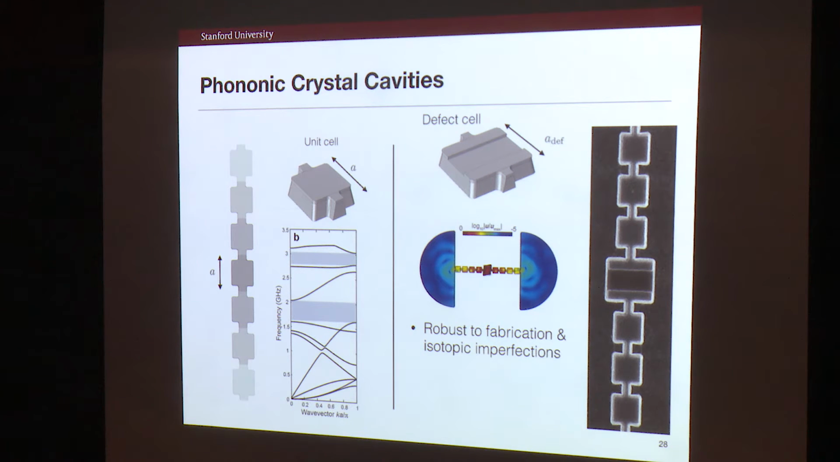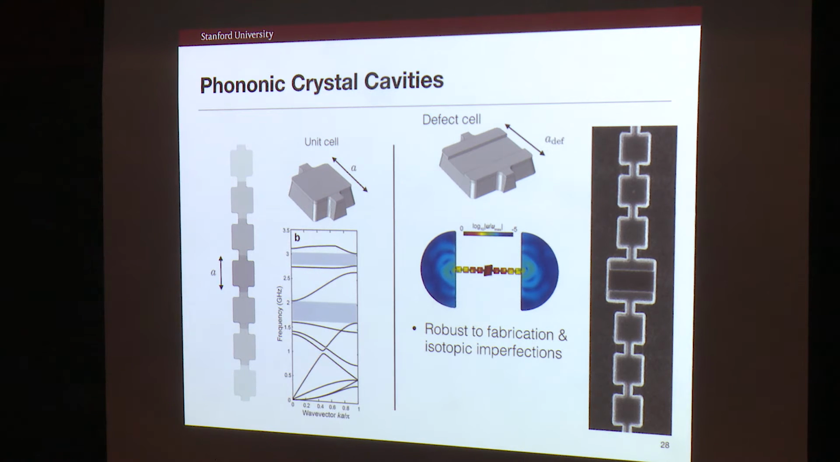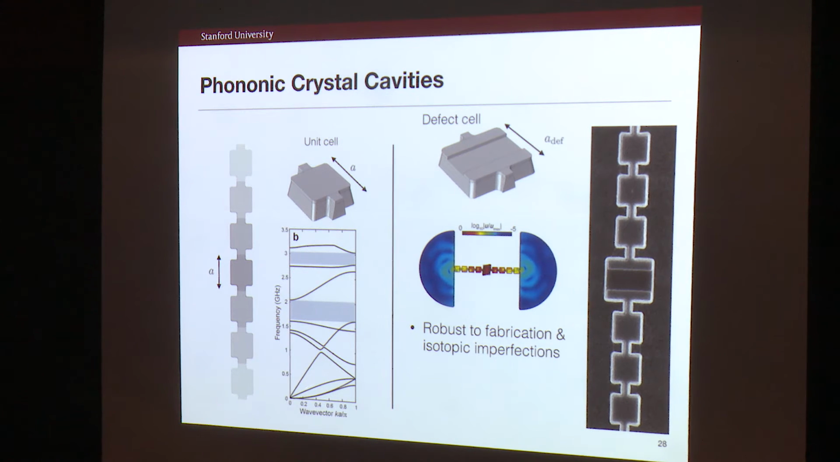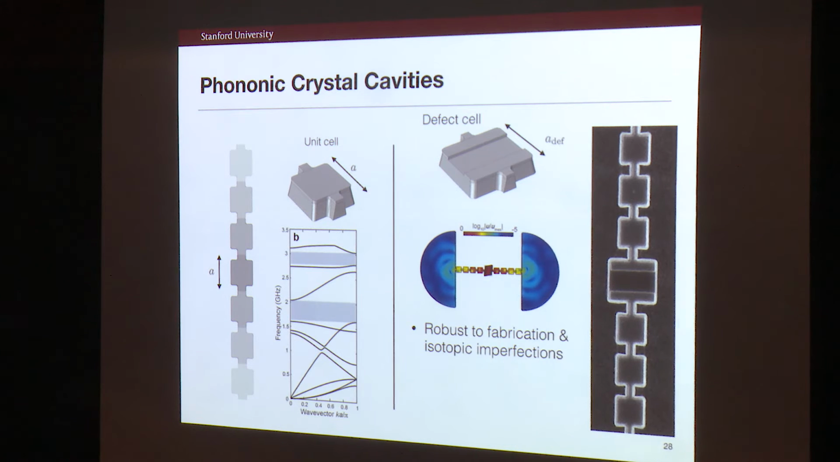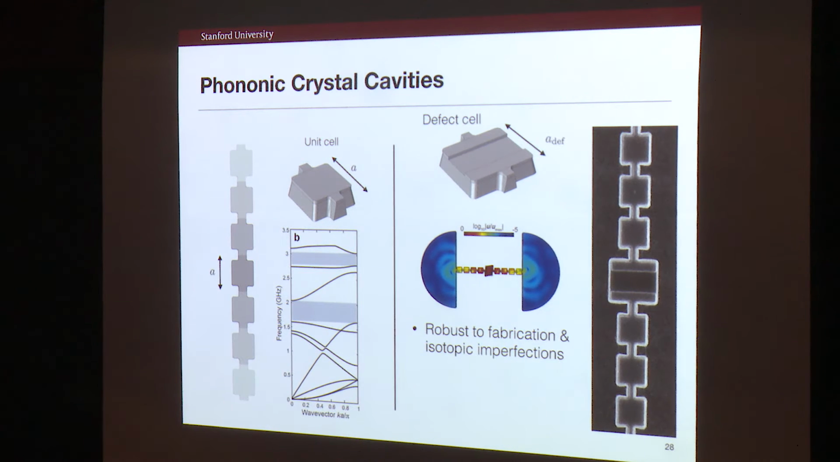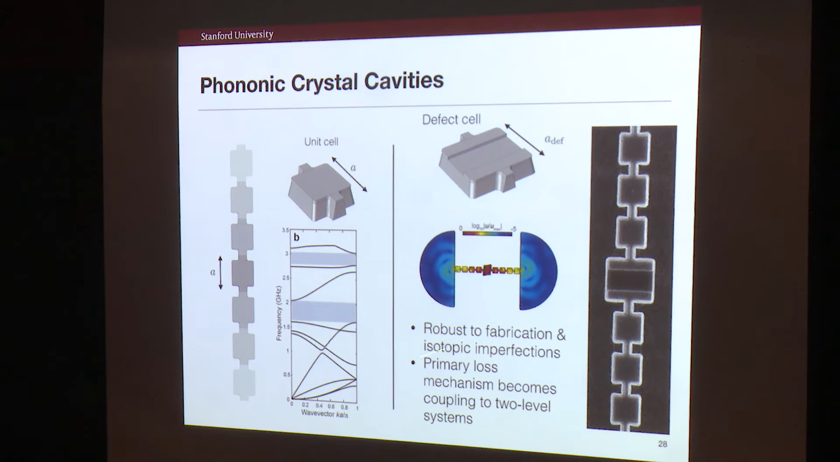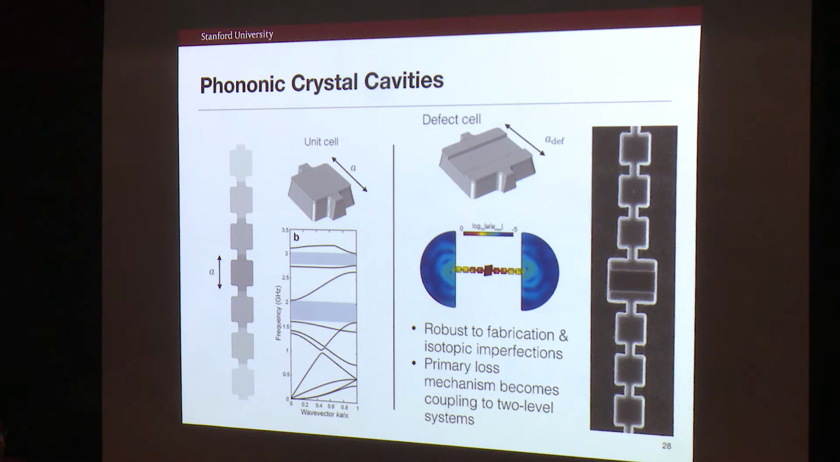That's very different than photonic structures, where disorder causes loss because it causes coupling to radiation. Here, phonons can't radiate, so making a good phononic band gap actually makes you robust to disorder, at least to linear scattering. This means the primary loss mechanism ends up being things like two-level systems, as long as you work in a good material.